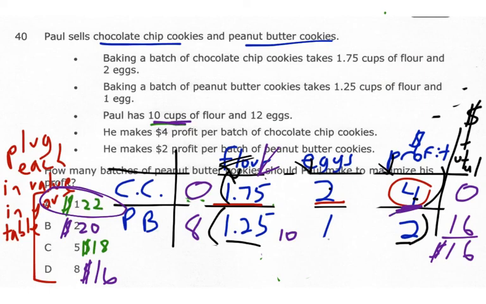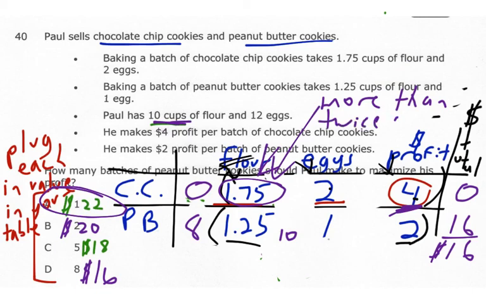I'm just going to end this video with one question to you. What would have happened if the flour was more than twice the amount of peanut butter? And that's my question to you. What if it would have been more than twice the amount? Would our answer be different? So if it would have been, for instance, 2.75.